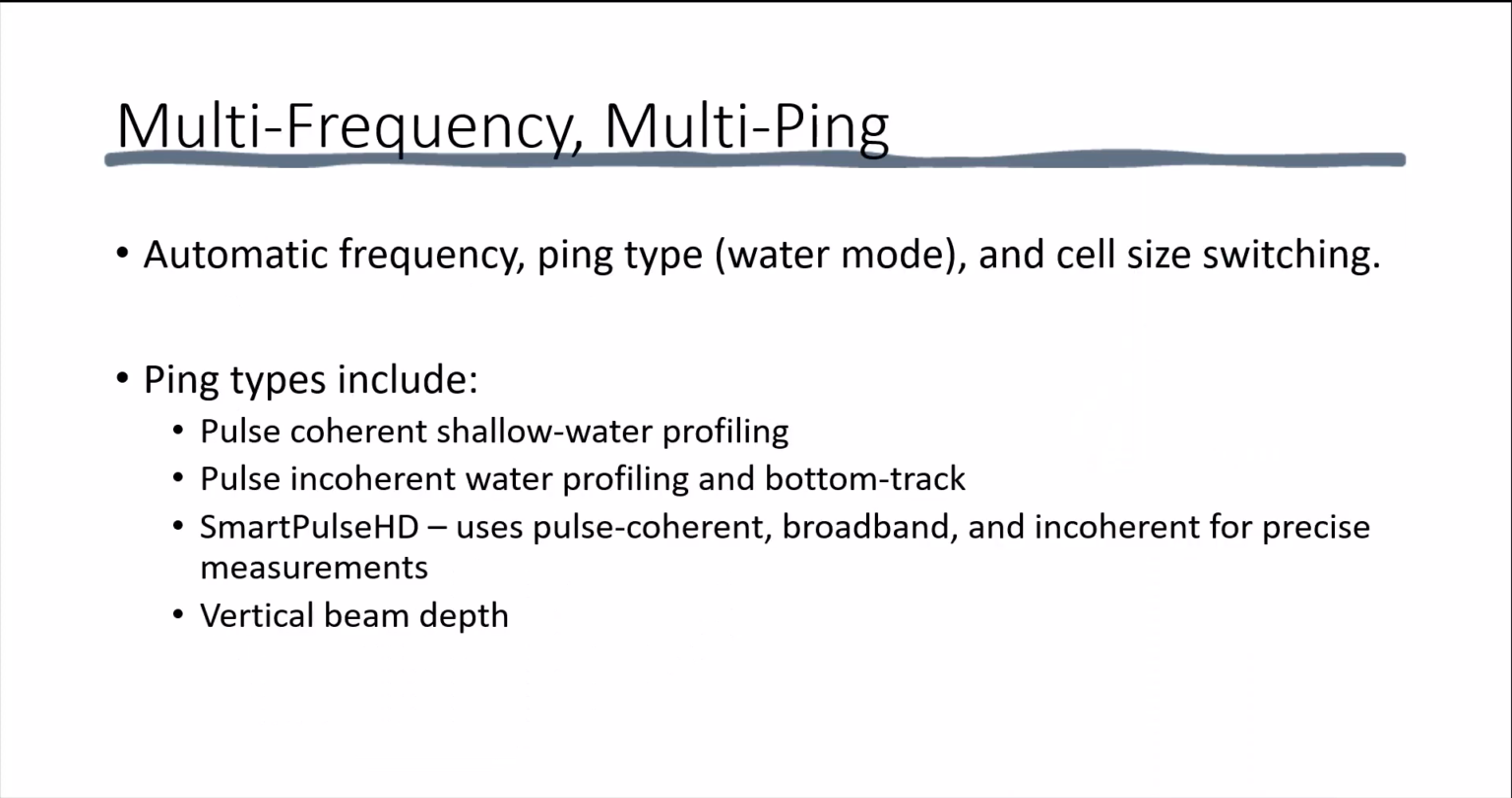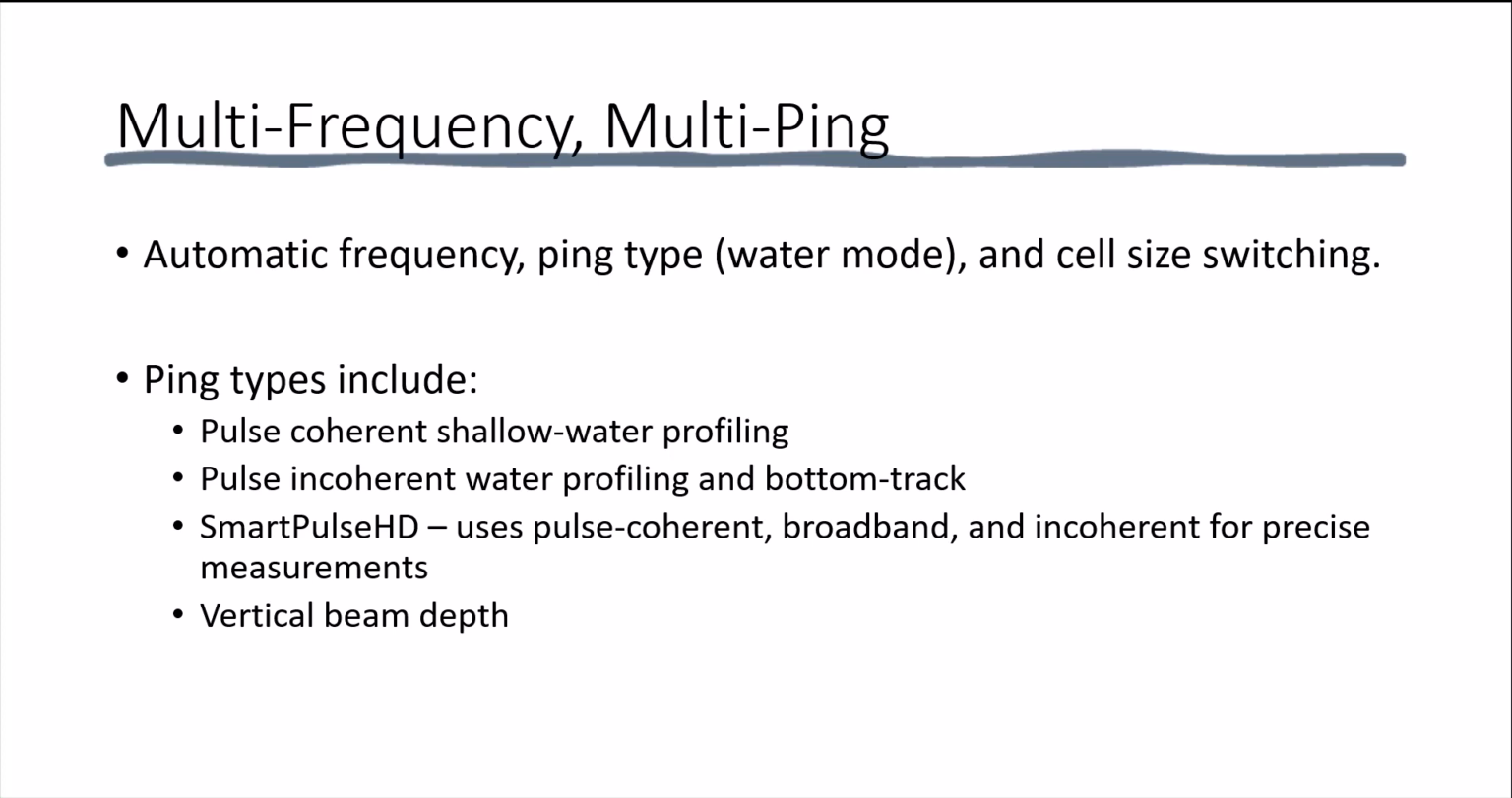The RiverSurveyor ADCPs do not require the user to manually configure the ADCP for river conditions. The RiverSurveyor ADCPs automatically change frequency, ping type, and/or water mode and cell size dynamically as the ADCP moves across the river. The RiverSurveyor continuously tracks the water velocity and depth. Based on these values, it selects the optimum processing configuration.